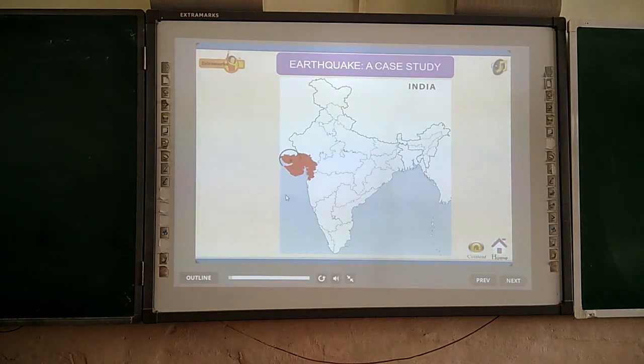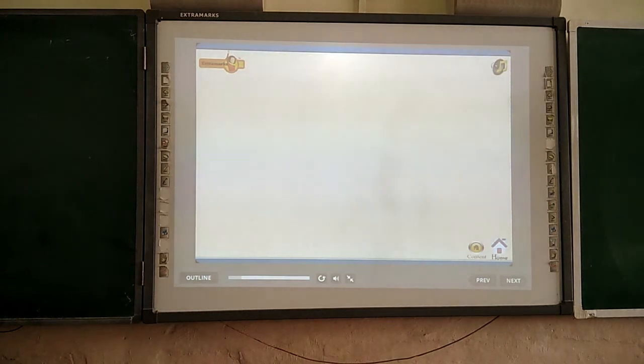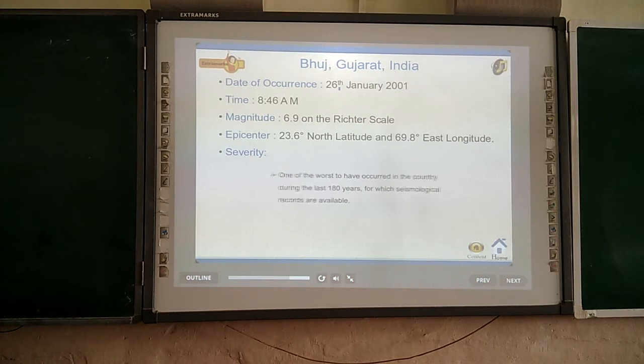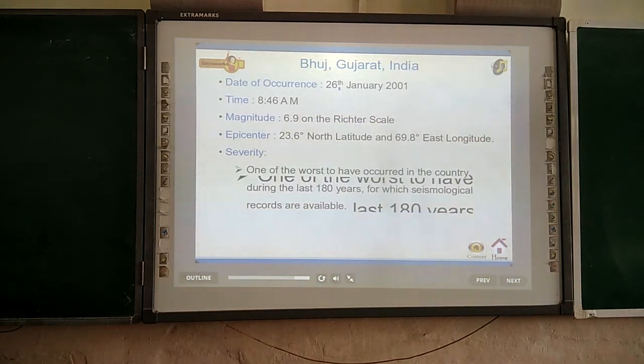Let us have a case study on the earthquake that happened on the 26th of January 2001 at Bhuj in the state of Gujarat. Here are some particulars of that catastrophe. Date of occurrence: 26th January 2001. Time: 8:46 a.m. Magnitude: 6.9 on the Richter scale. Epicenter: 23.6 degree north latitude and 69.8 degree east longitude. It occurred 20 km northeast of Bhuj and 110 km northeast of Jammu. One of the worst to have occurred in the country during the last 180 years, for which seismological records are available.